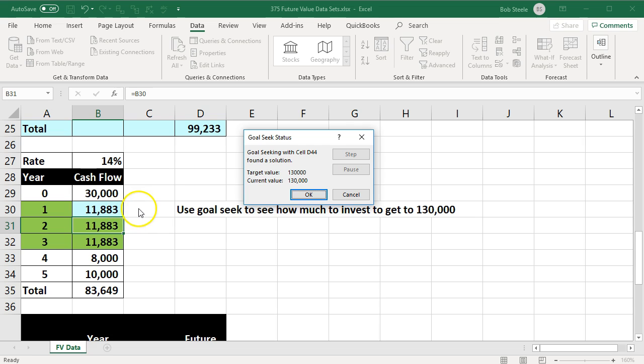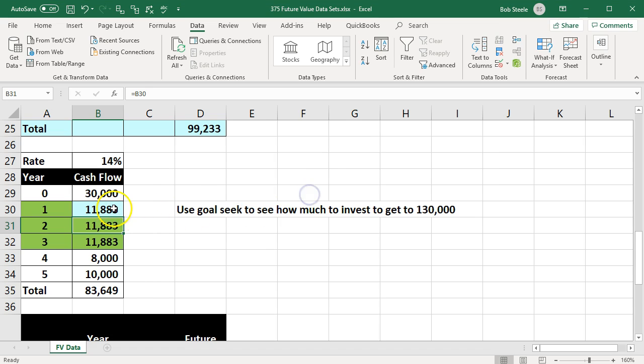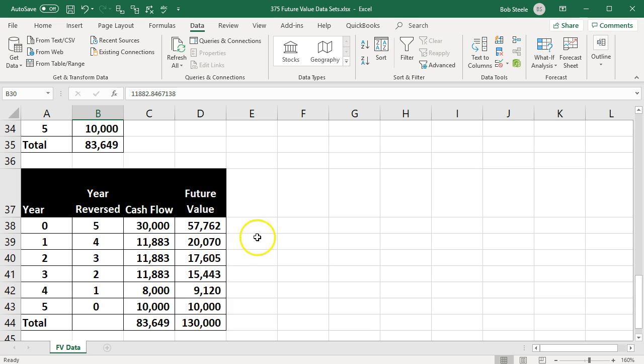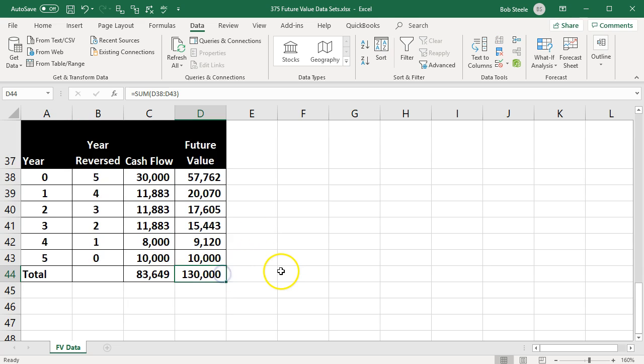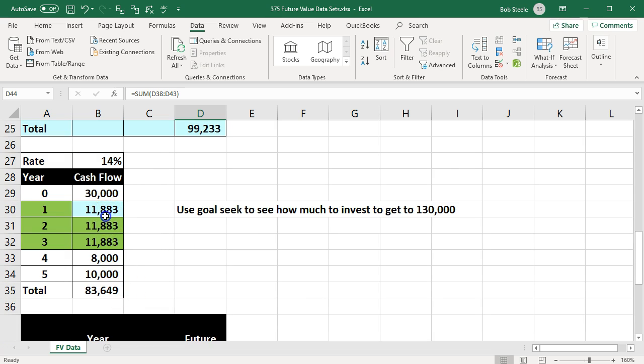There it is, 11,883. Okay, 11,883. If we put that into our function, we get 130,000. So in other words, this is what we would have to invest if we wanted to change these 3 years under the conditions we've laid out at 14% to get our total investment up to that 130.